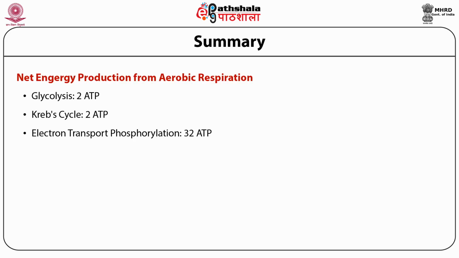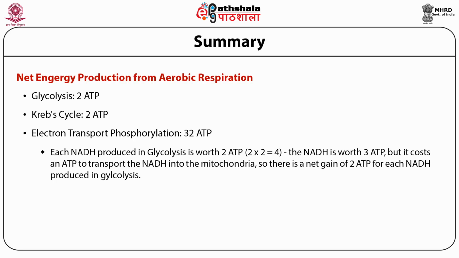My dear friends, you might have remembered we got 10 NADH molecules. Each NADH produced in glycolysis is worth 2 ATP. The NADH that is produced actually has a 3 ATP value, but the transfer of this NADH from the cytoplasm to the mitochondria expends 1 ATP. So there is a net gain of 2 ATP for each NADH produced in glycolysis.